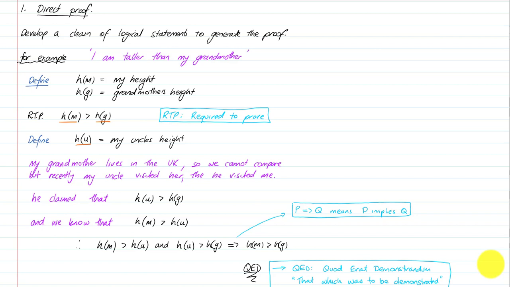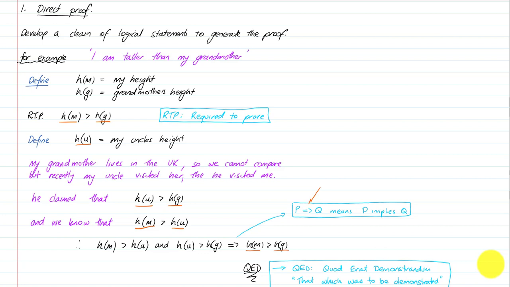Now, let's say my grandmother lives in the UK. So we can't compare directly. Maybe we can Zoom call, but we still can't compare those heights. But recently my uncle visited her. Then he visited me. And he claimed that he is taller than my grandmother. So his height is greater than my grandmother's height. And we know because we're currently talking that I am taller than him. So I am taller than him and he is taller than my grandmother, which implies that I am taller than my grandmother. And then we have this little QED, which I'll talk about in a minute.